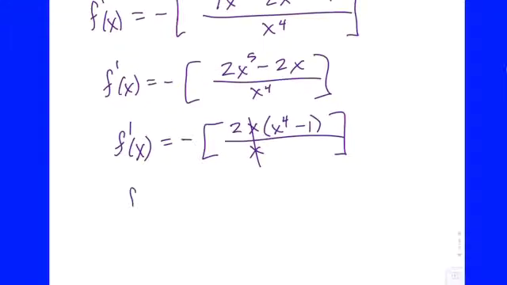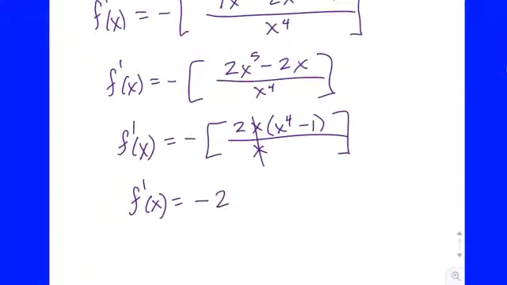Those divide out. So again, we're investing a lot of time and energy into the derivative, just like home builders do with the foundation of a house. So now that I have a 2 up there, I think I'm just going to put it, well, we don't have a denominator anymore, actually, do we? So it's just negative 2 times x to the 4th minus 1.